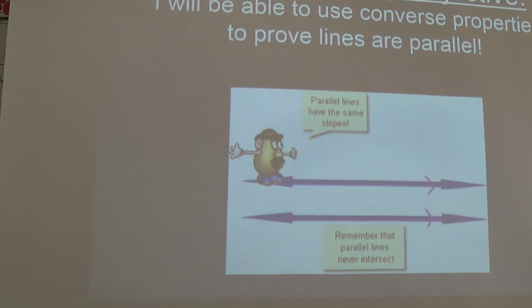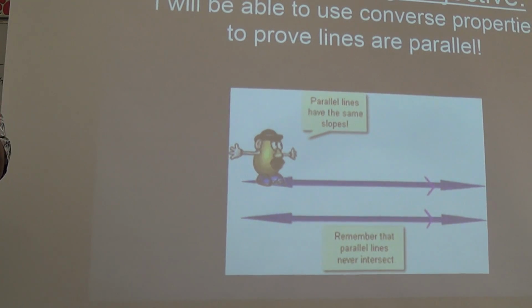So just a moment ago, we talked about having parallel lines cut by a transversal. Now we're going to be talking about the converse of that, where we have lines or angles that might be congruent, and because those particular lines are congruent or angles are congruent, it makes those lines parallel. Okay?